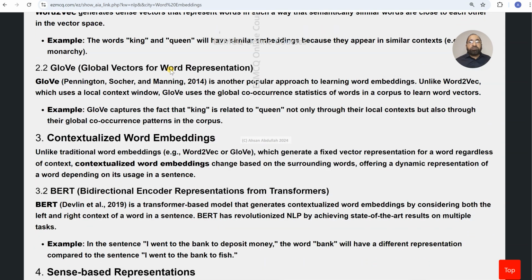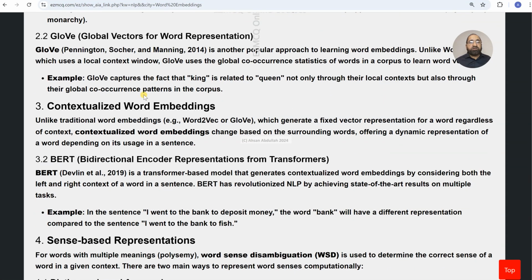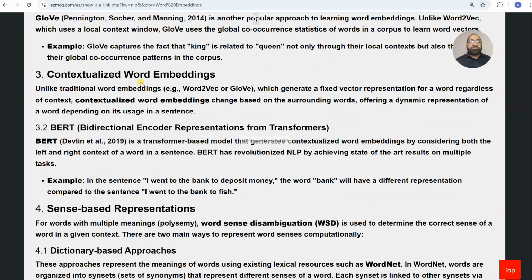Then there is the global representation, so the fact that king is related to queen not only locally but also through global co-occurrence. This is more powerful. Then we have the contextualized word embeddings, where surrounding words offer a dynamic representation of the word depending upon its usage in a sentence, because in speech and text, words may not be static throughout. They may be changing. So we need contextualized embeddings.